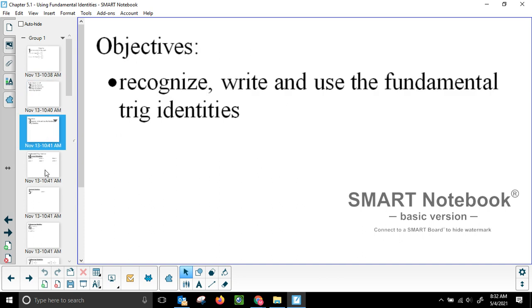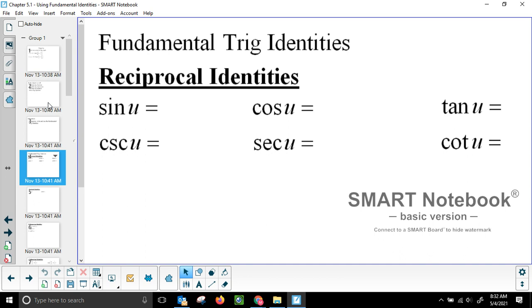So you should already have all of these somewhere, right? But if you don't, you would definitely like to have them all on one page that's easily accessible in your notes. All right, so we know about all of our reciprocal identities.